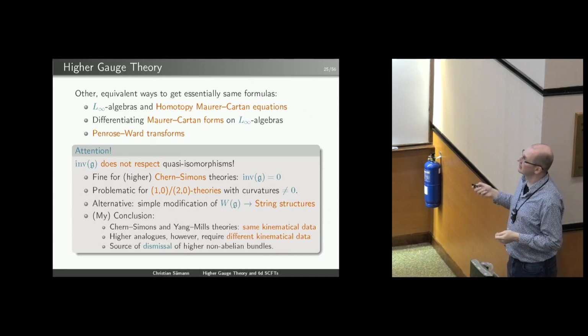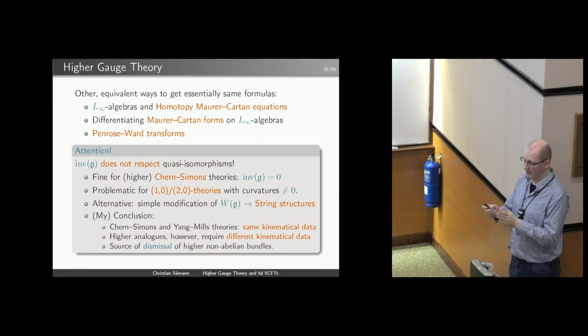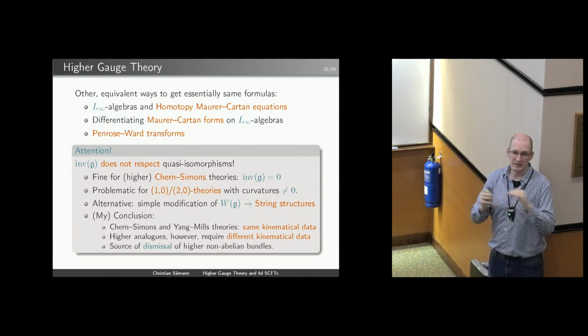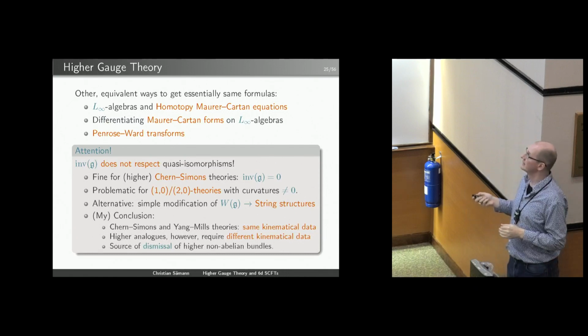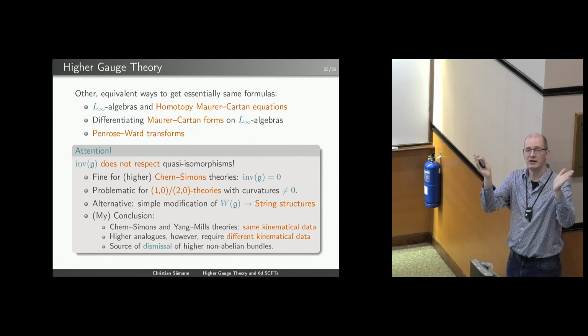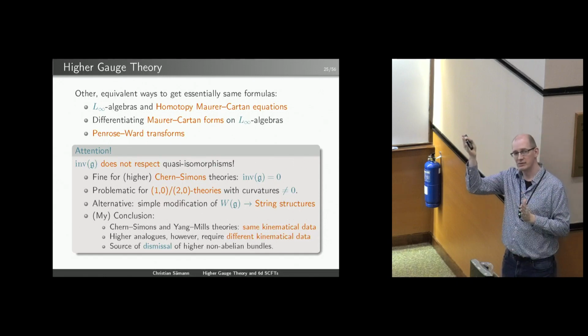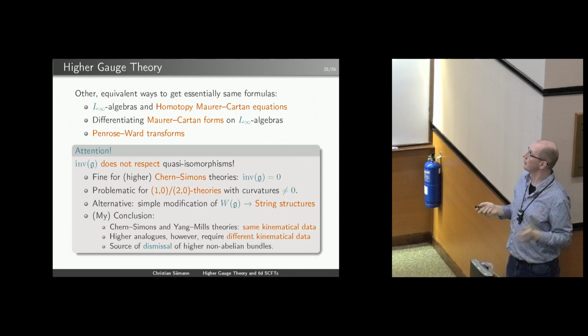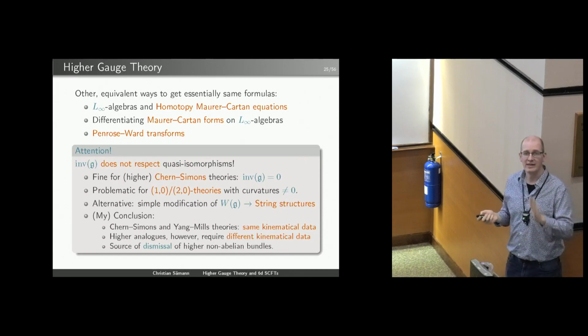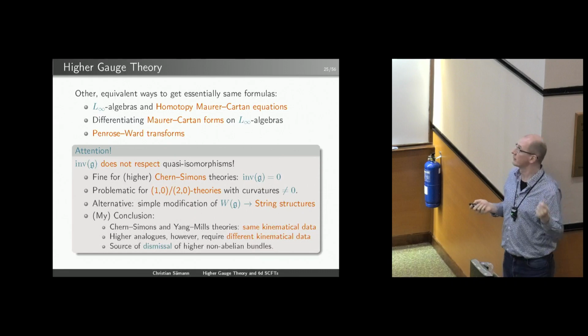This is actually a subtle point, though, and my conclusion so far is that while Chern-Simons theories and Yang-Mills theories are the same for Lie algebras, they have the same kinematical data, there's no difference. It seems that the higher analogs somehow split off, that there are two ways, right? You can define the kinematical data for higher Chern-Simons theory, that's one way, and the kinematical data for analogs of Yang-Mills, also 1-0, 2-0 theories, and they'll have slightly different kinematical data, and you have to modify that.